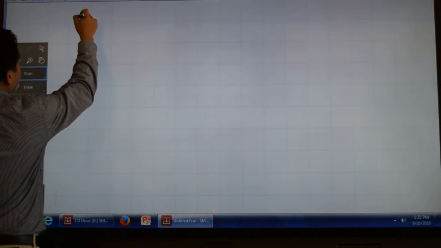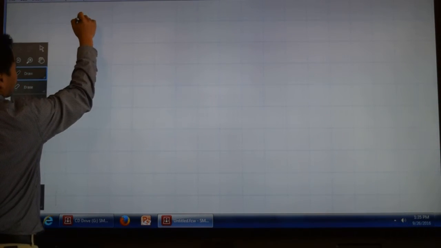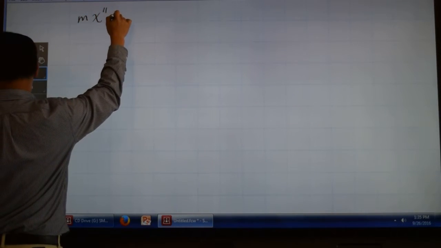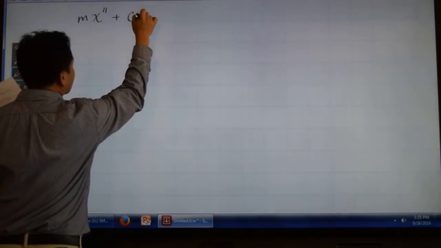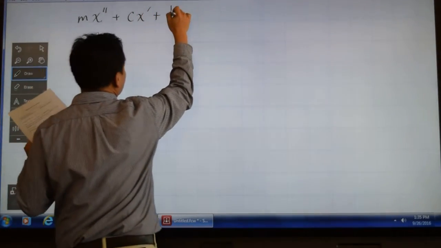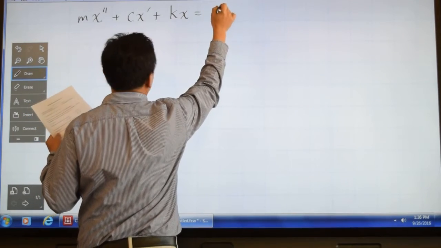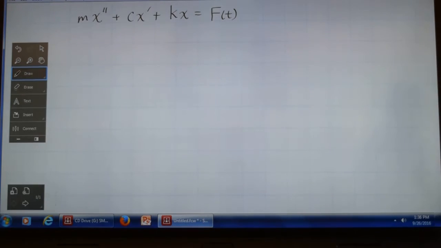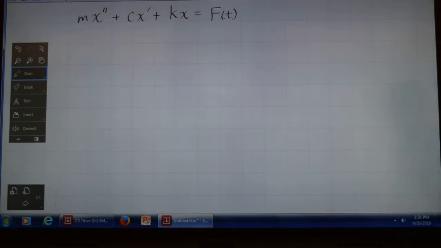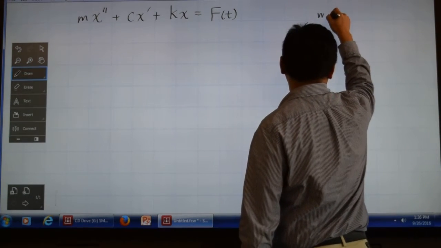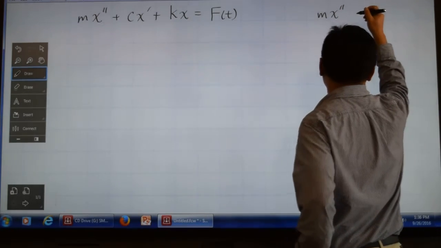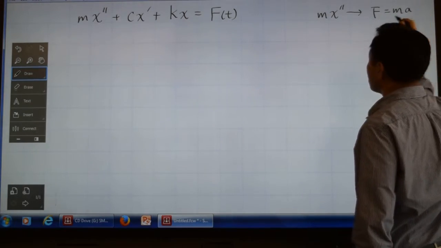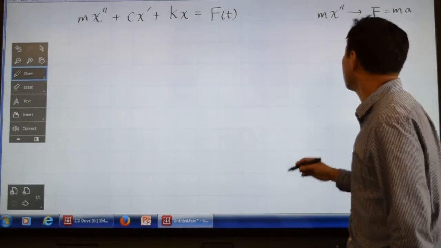Mechanical vibrations. Last time we learned that mechanical vibrations are governed by this master equation, where mx double prime is really from the F equal to ma, so that's from Newton's equation.